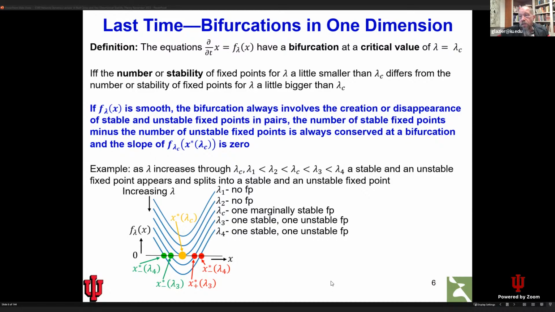And we did some exercises where we changed a parameter value, and here we've plotted the value of the rate as a function of a parameter lambda. As we change lambda, in this case we increase lambda, this line moves down. When it touches the x-axis, we create a neutrally stable fixed point. As we keep increasing the value of lambda, that neutrally stable fixed point splits into a stable fixed point on the left and an unstable fixed point on the right. And those fixed points move apart from each other.